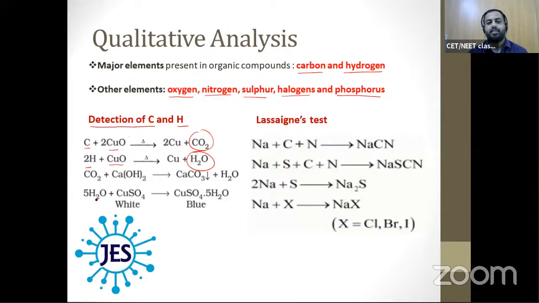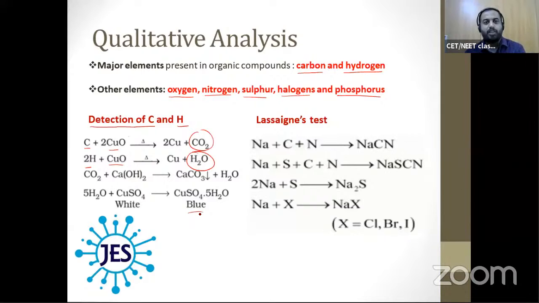You pass this gas or vapor over copper sulfate. Anhydrous copper sulfate is white or colorless, whereas if it picks up moisture, it becomes blue. That is how you can detect carbon and hydrogen.